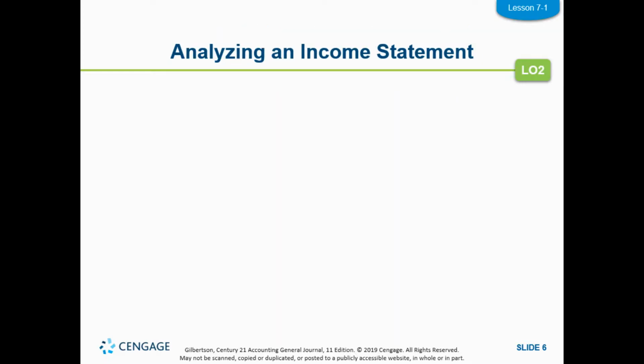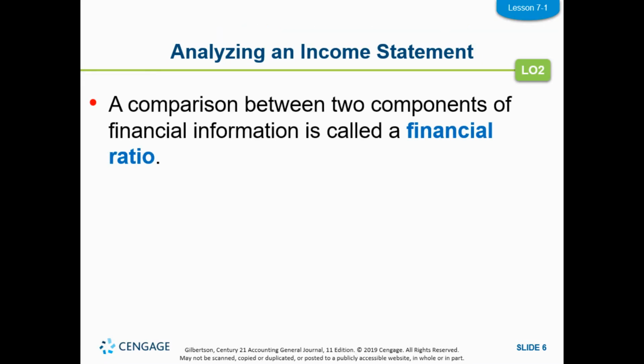Okay. Continuing on, analyzing an income statement. The comparison between two components of financial information is called a financial ratio. So debt to equity. How much is my debt? How much is my accounts payable versus my capital account? Debt to equity. What's another one?